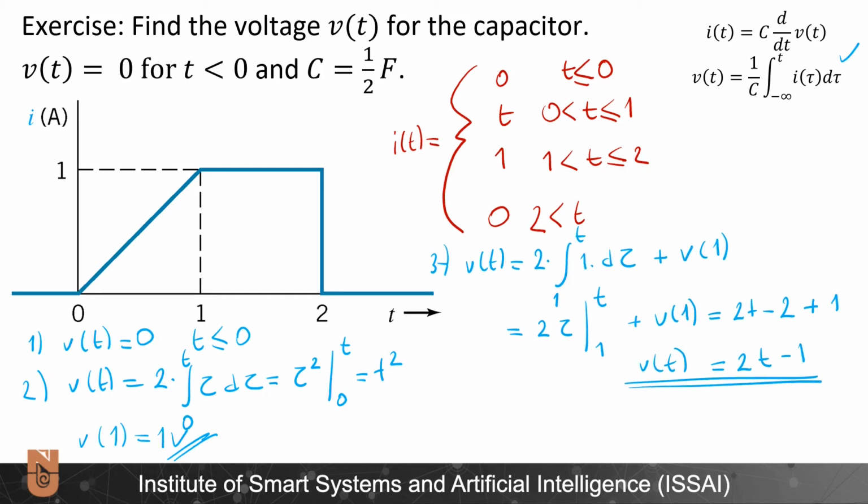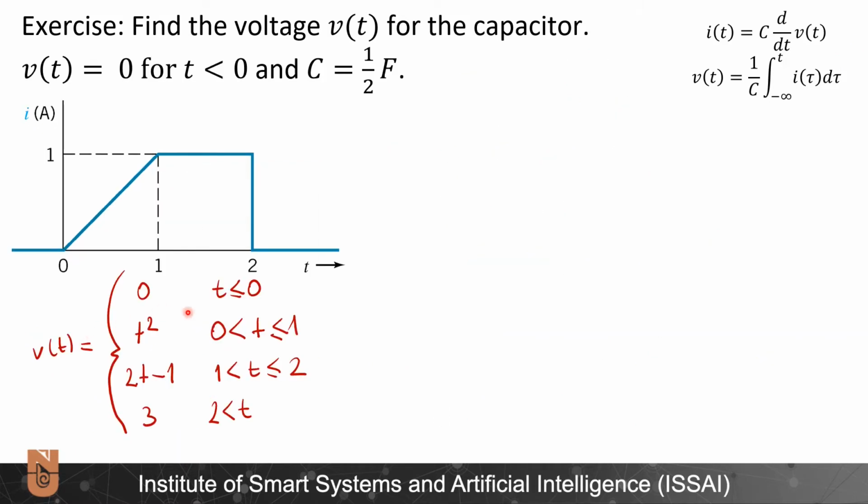The fourth range is also trivial because V of t will be simply equal to V2, which I can calculate from here, and that will be equal to 3 volts, because at this instant the value of the current is equal to 0. I wrote here the expression for V in 4 different ranges, and now let us try to draw it.